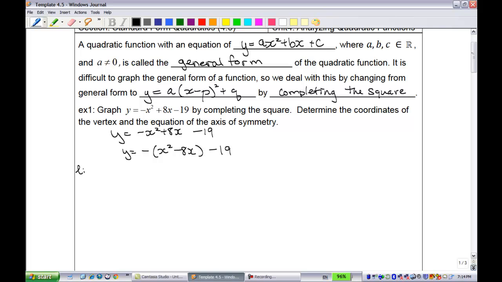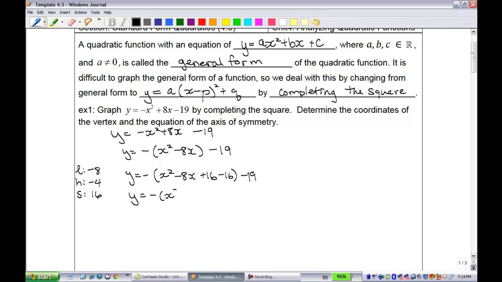This is where we take a look at the linear term, which is negative 8, half the linear term, which is negative 4, and squaring that is positive 16, and that's the amount that we add in and subtract off because we want to add in a net 0. So plus 16 minus 16, that's basically 0. And we have the minus 19.